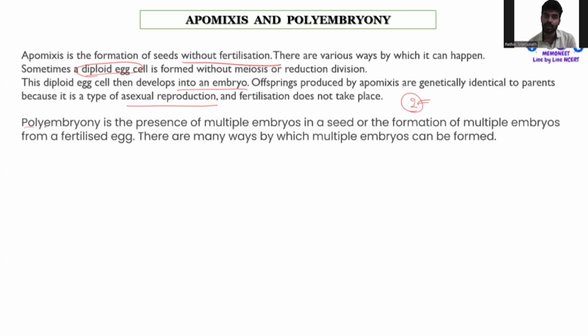See here in this polyembryony, what happens is you can see the presence of multiple embryos in a seed, or the formation of multiple embryos from the fertilized egg. So that means after the fertilized egg, you'll be seeing the formation of multiple embryos. Okay, so this kind of thing you will be observing, such as if you take mango as an example, or citrus as an example. So you can see many embryonic stages for the development, right? So all these things come under polyembryony.